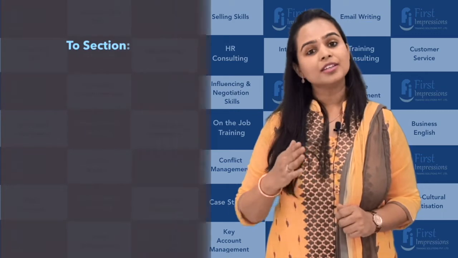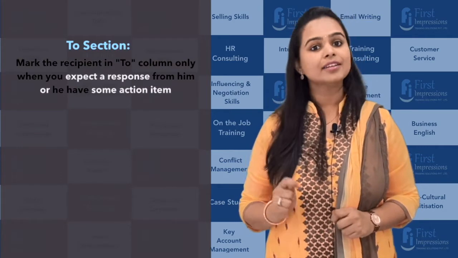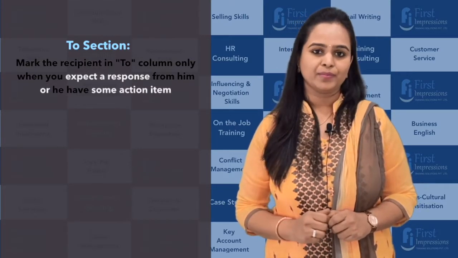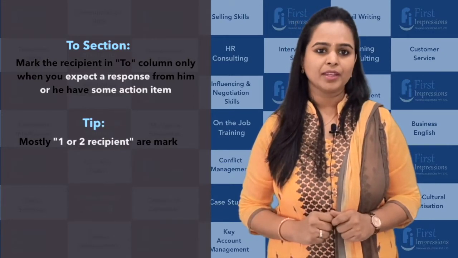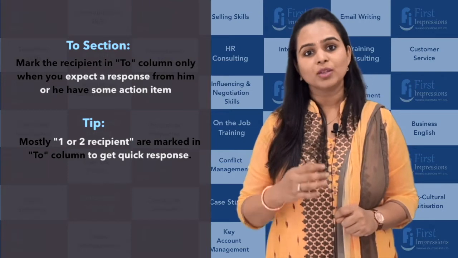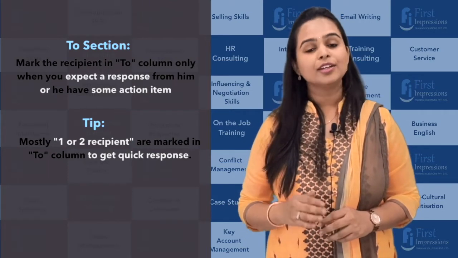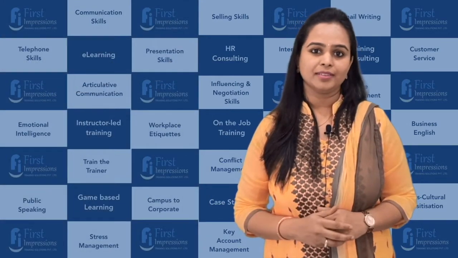The recipient in the To section is the one who is either supposed to take the required action or at least reply to your email. Now here I'd like to give you a very important tip. Avoid having multiple email IDs, that is, not more than one or two email IDs in the To section, so that it avoids the confusion of who is going to reply to your mail.